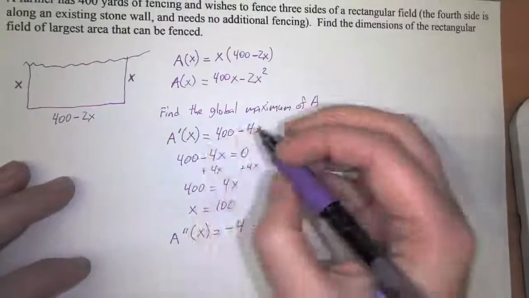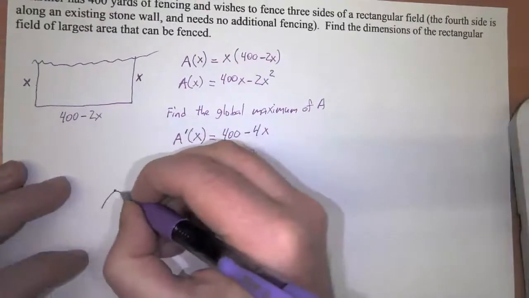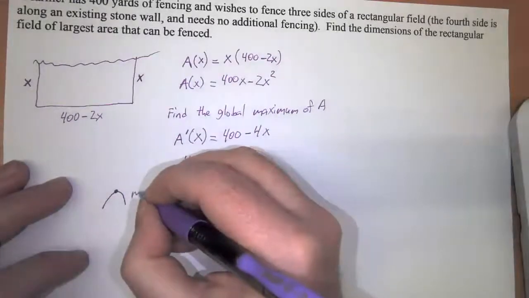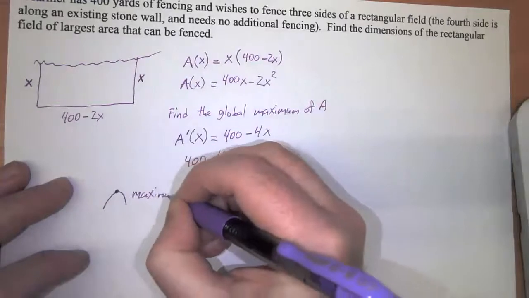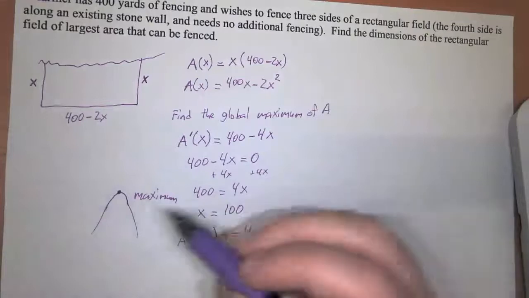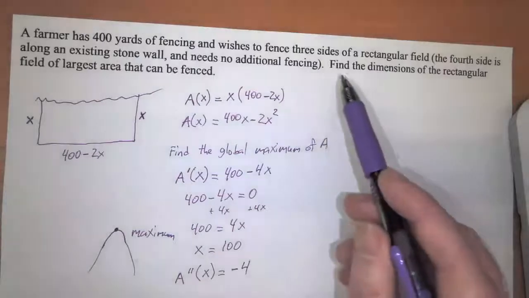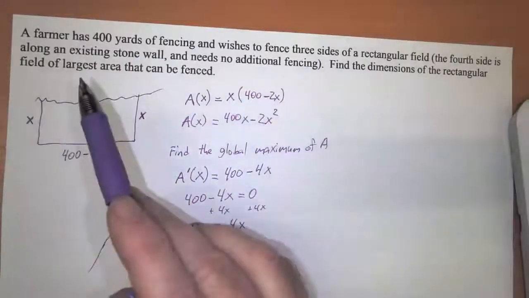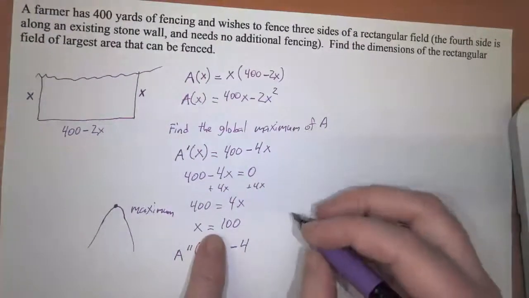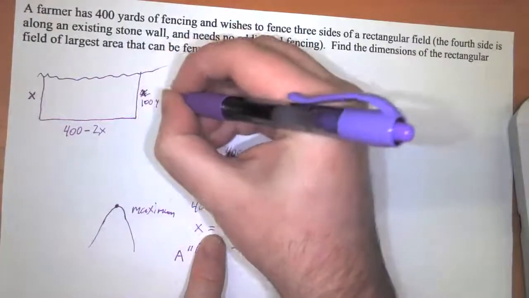So that means that around this point, it's going to be concave down. So the function is going to look something like that. So this is, in fact, a maximum value. And since it's concave down everywhere, it's the only maximum value. So this must be our global maximum. Okay, so let's make sure we answer the question. We want to find the dimensions of the rectangular field of largest area that can be fenced. So x is equal to 100. So this should be 100 yards in width.